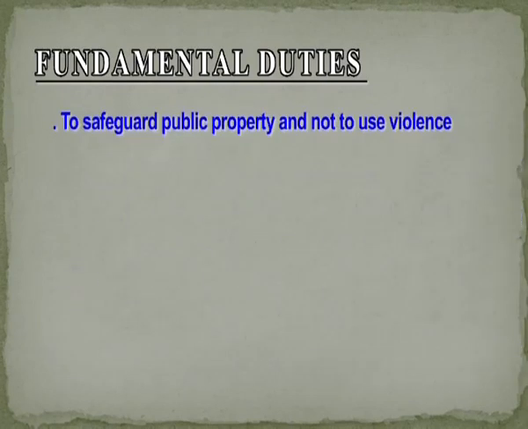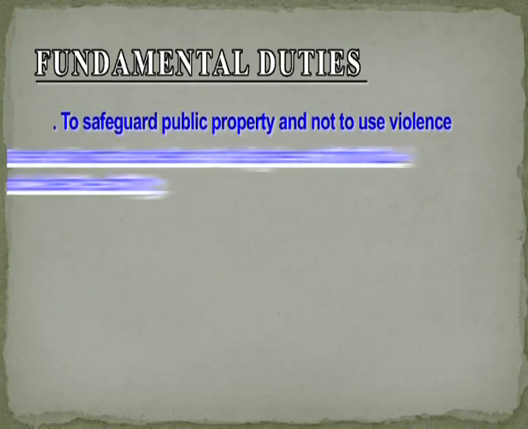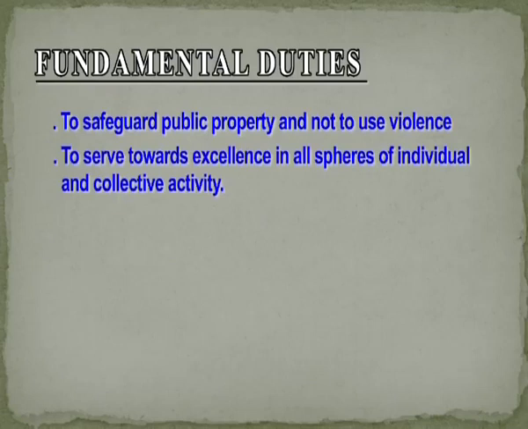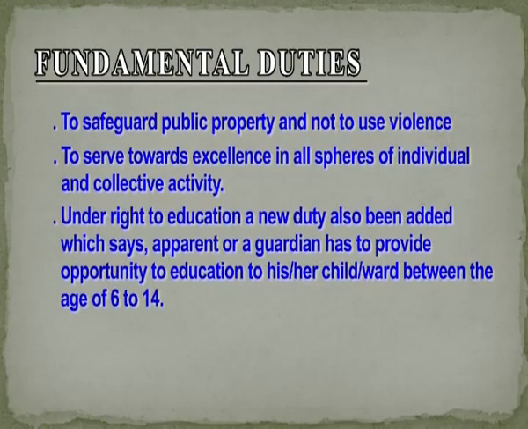9th one is to safeguard public property and not to use violence, and 10th one is to strive towards excellence in all spheres of individual and collective activity. Under the right to education, a new duty has also been added which says a parent or a guardian has to provide opportunity for education to his or her child between the age of 6 to 14.